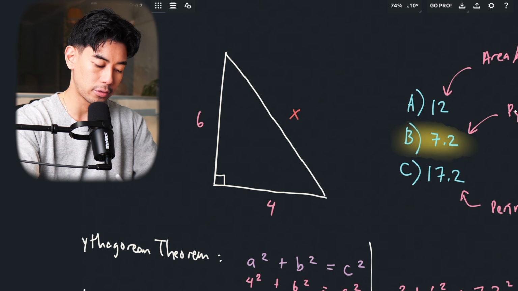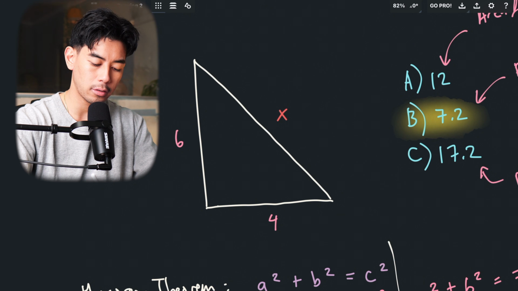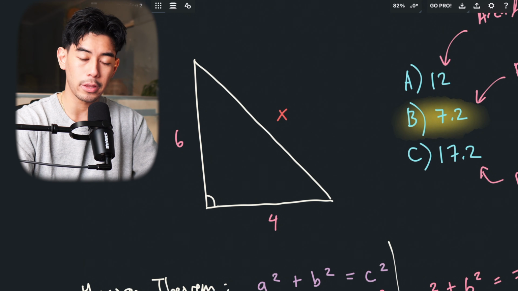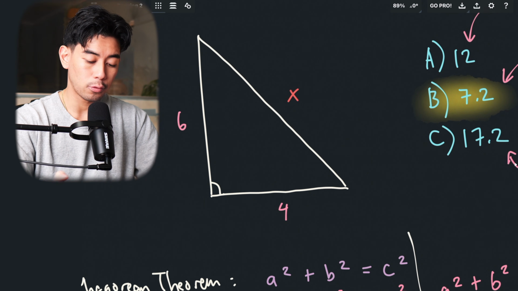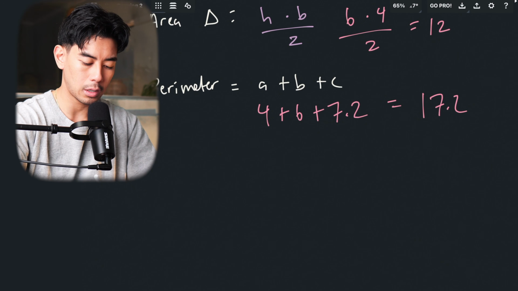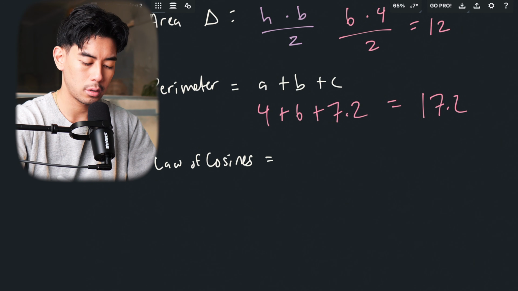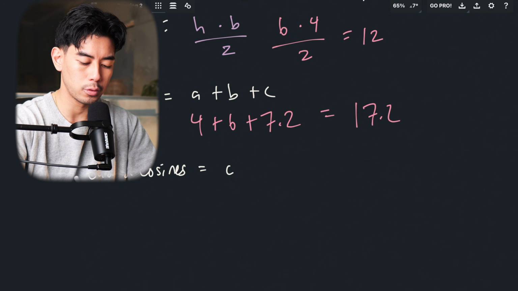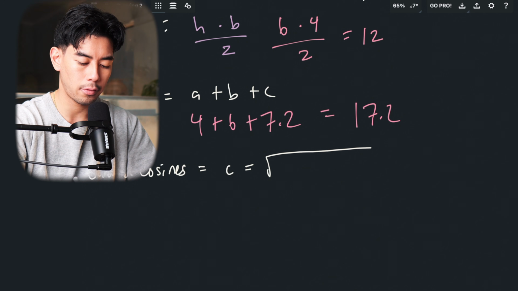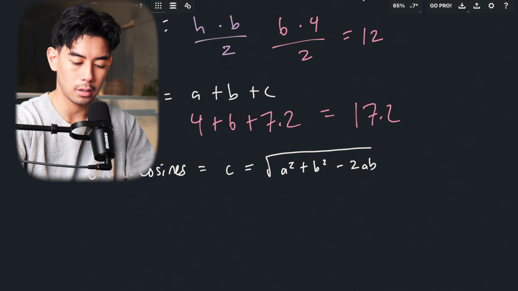What if, for example, this angle right here was unknown? It wasn't a right angle. That means that the Pythagorean theorem wouldn't apply, right? I would have to use a different formula, right? Like the law of cosines. So the law of cosines is c equals the square root of a squared plus b squared minus 2ab cosine of that angle.